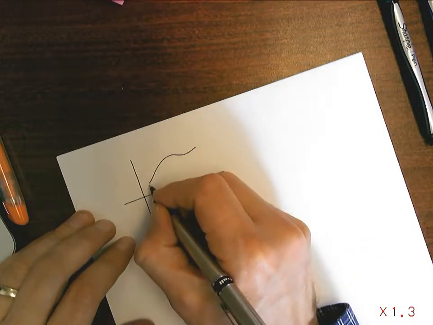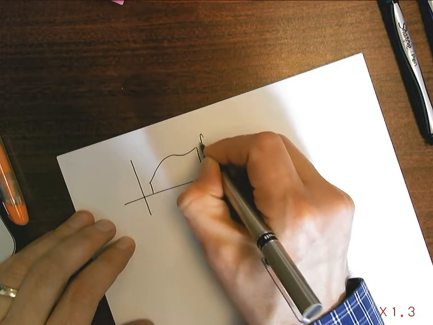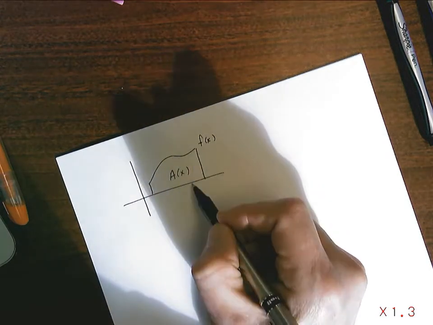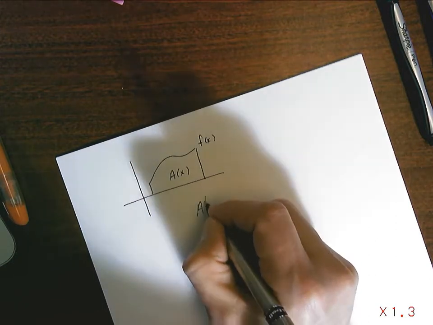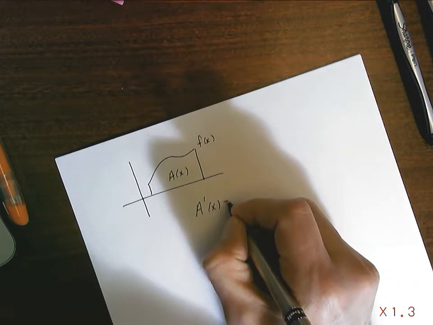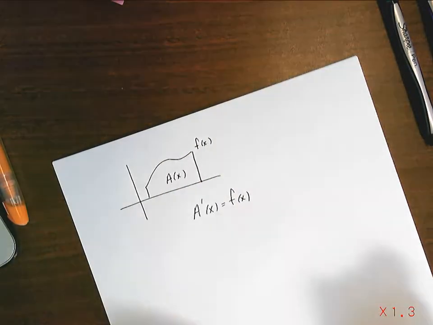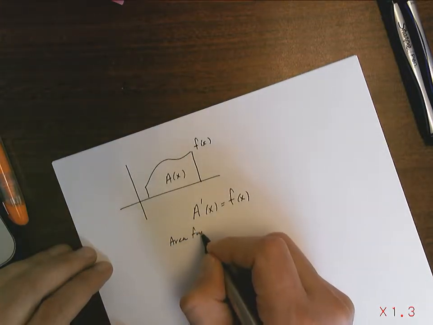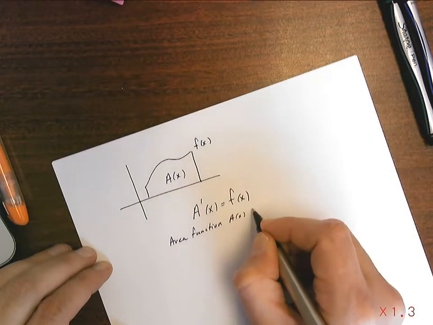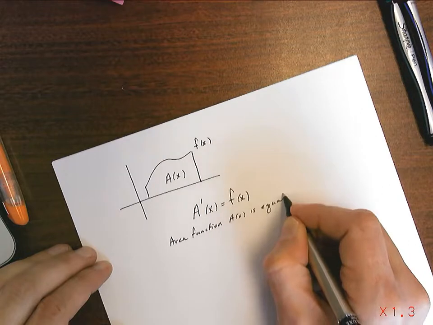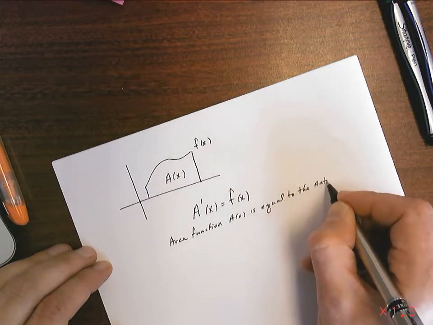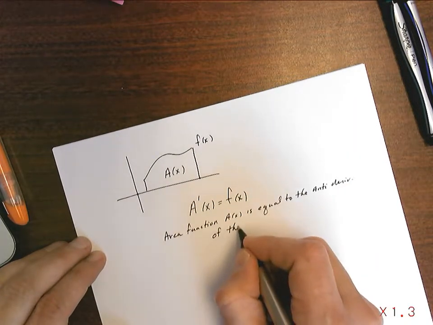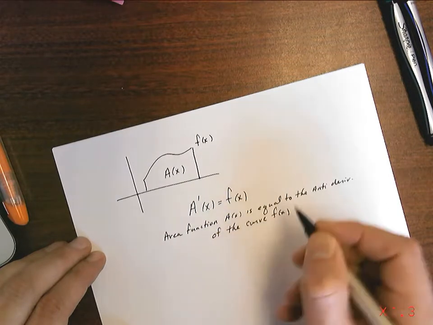What we ended up with at the last one that we did was we had a function, f of x, and we were able to relate that the area function underneath that curve and the x-axis was going to be related such that the derivative of the area function was going to equal the curve itself, which means that the area function A of x is equal to the antiderivative of the curve f of x.